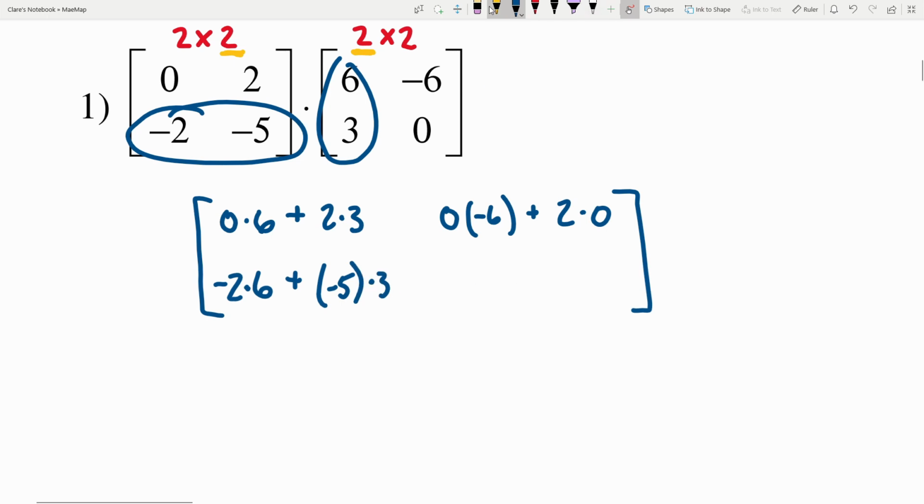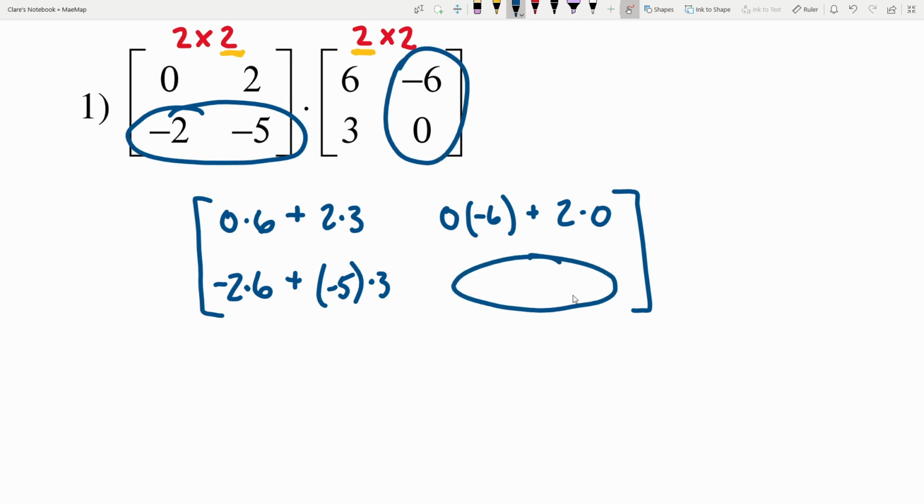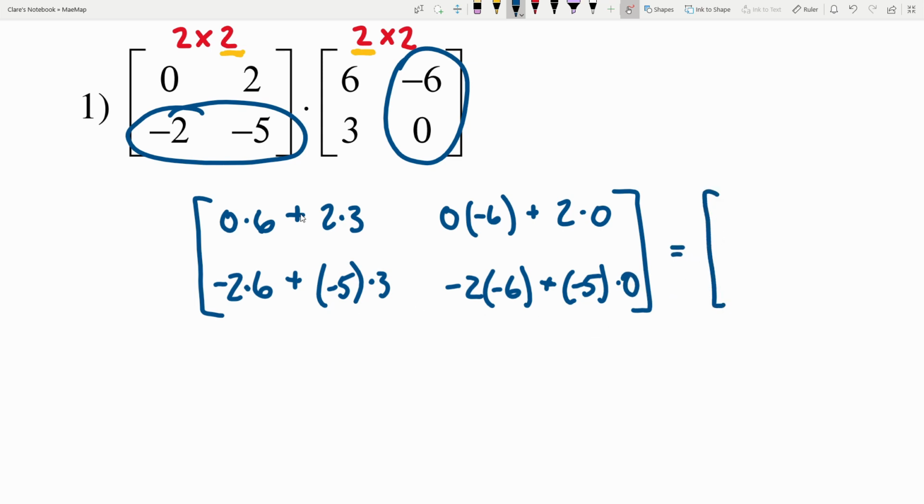Now we'll move on, doing the second row dotted with the second column. That will give us row 2, column 2's entry. So we're going to do -2 times -6, and that will get added to the second entry in the row and the second entry in the column, -5 times 0. Now we can go ahead and simplify this 2 by 2 matrix.